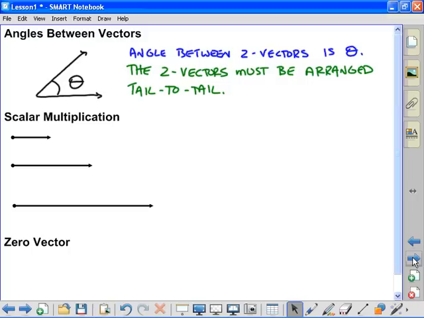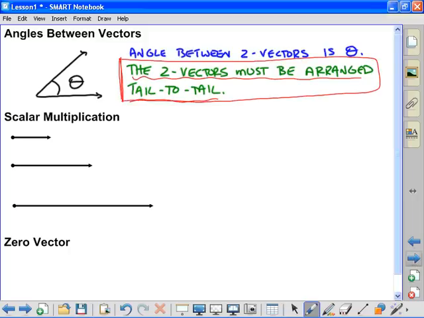If you're told an angle between two vectors, we call it theta, and this is the important part right here. The two vectors must be arranged tail to tail. It's the only way. When you see a reference, if it says two vectors are 37 degrees to each other, the two tails have to be placed together in order to measure that angle. So that is key right there. So the angle between two vectors is measured when the vectors are arranged tail to tail.